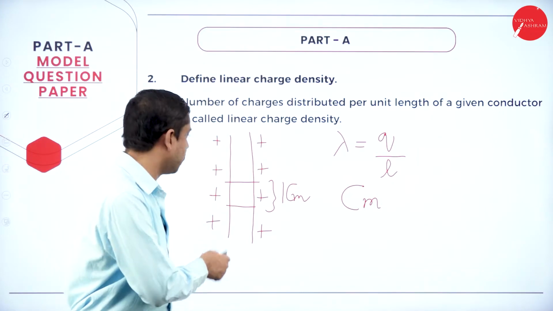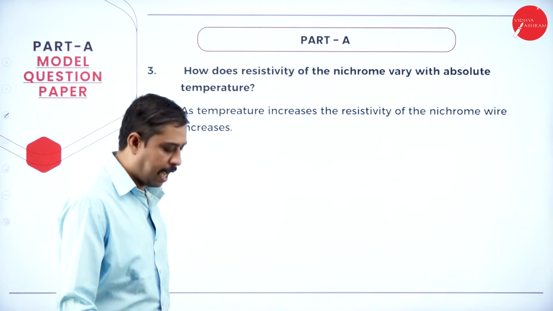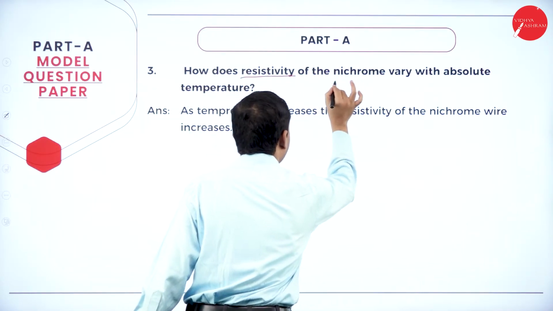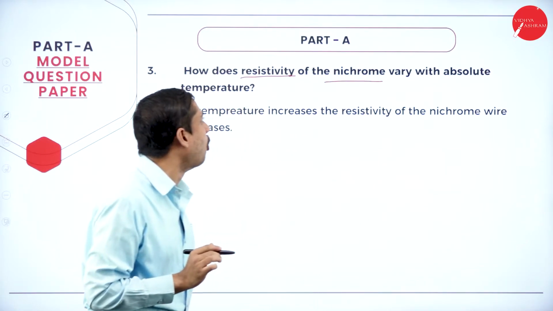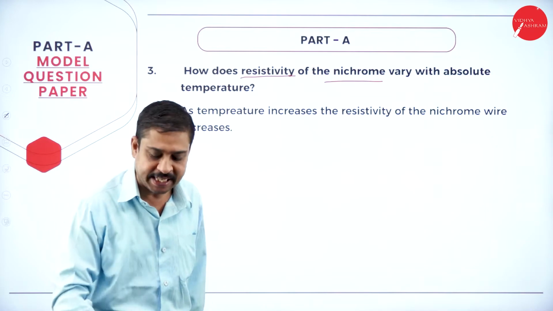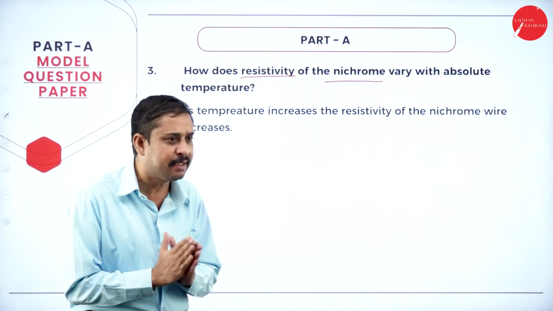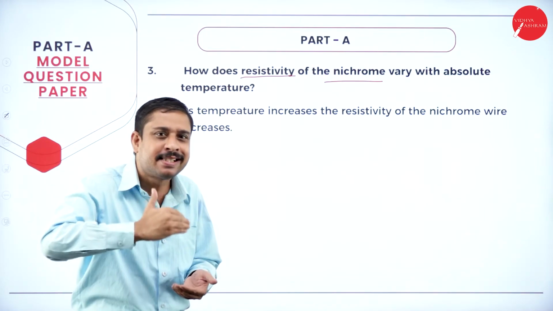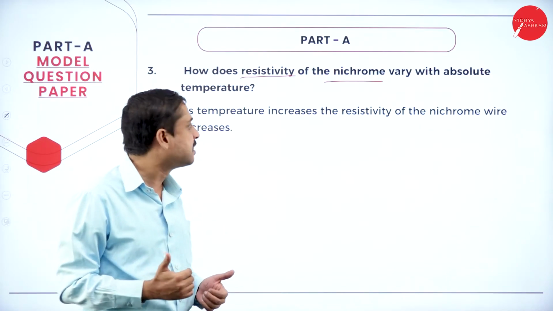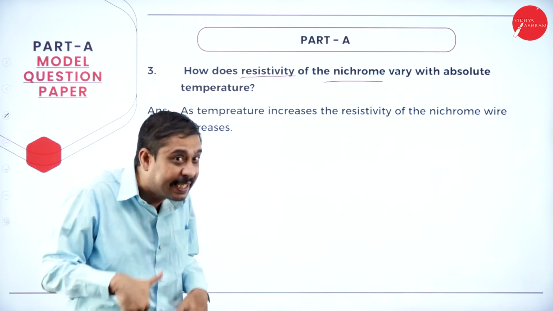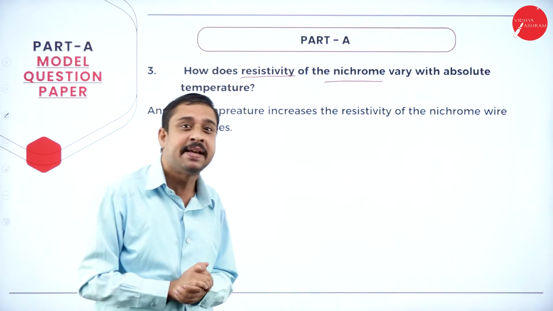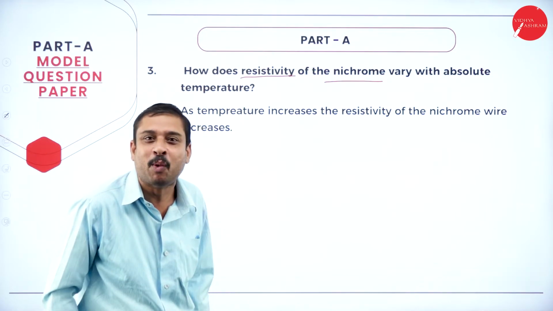The next one, students, how does the resistivity of nichrome vary with absolute temperature? His question is, as temperature increases or as temperature decreases, how does the resistivity of a nichrome wire vary?